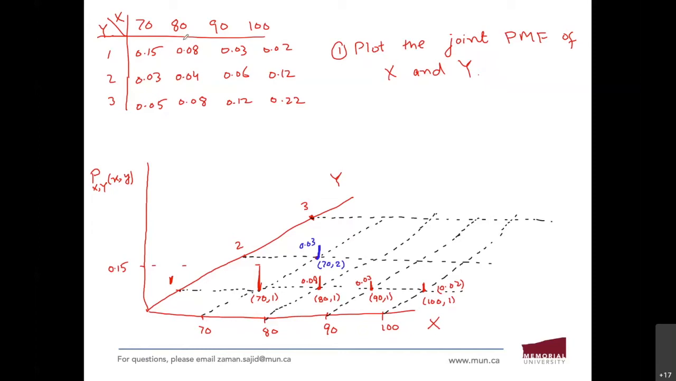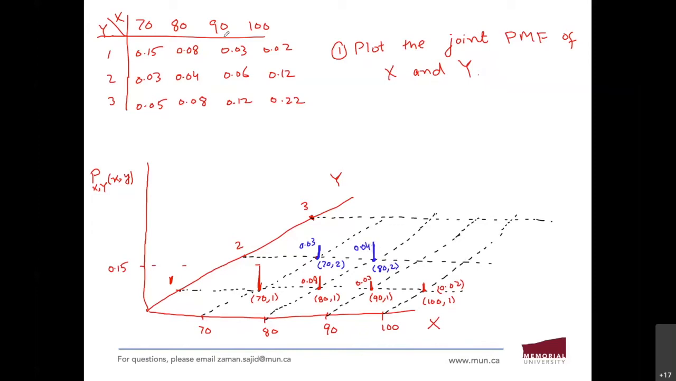Now for the next value at x is equal to 80 and y is equal to 2. So this is my x is equal to 80 and this is y is equal to 2. This is the point which I'm talking about. So at this point, my x is 80 and my y value is 2. So this should be 0.04. This line should be slightly longer than the previous one because it has a higher value, 0.04.